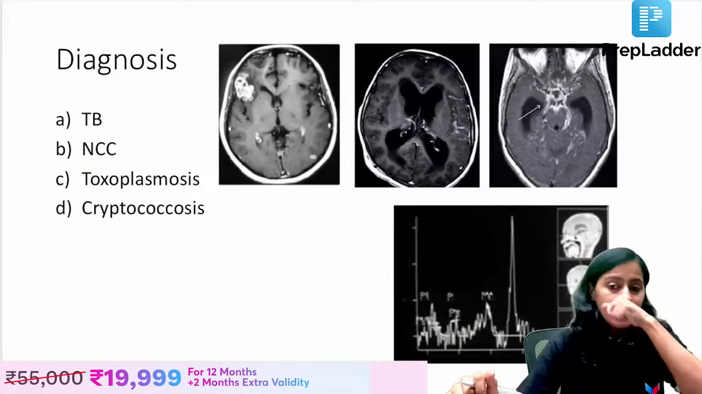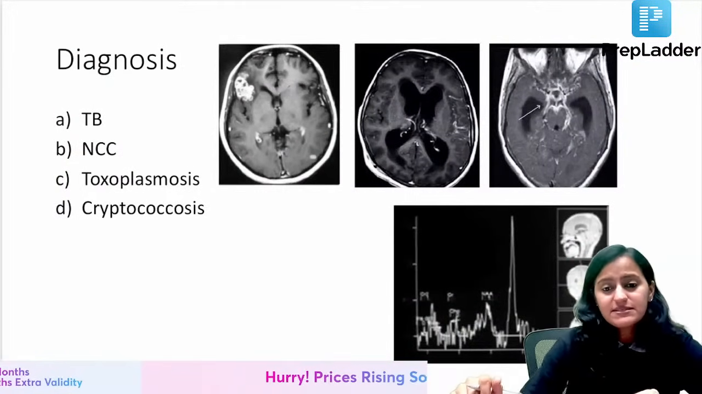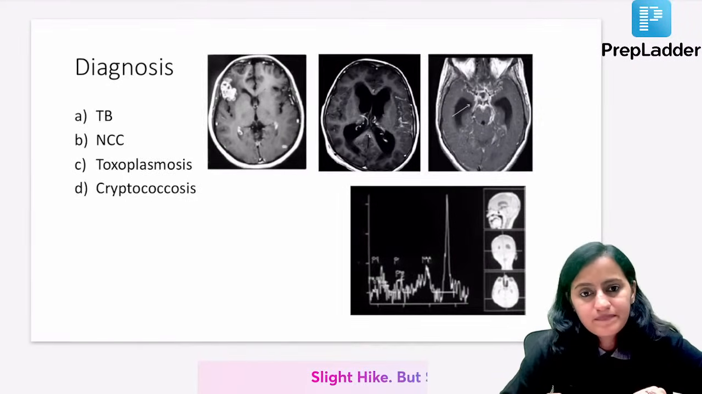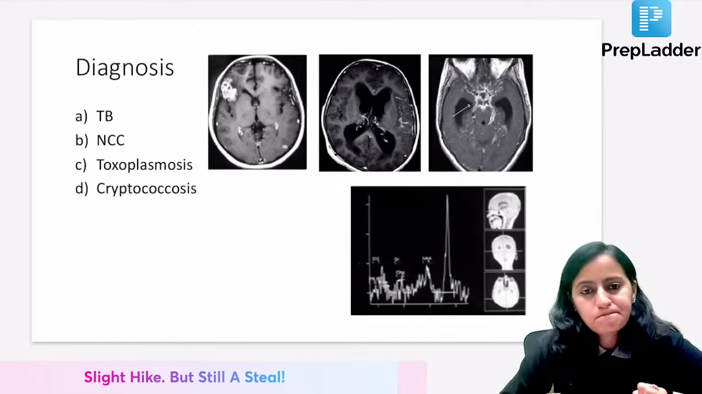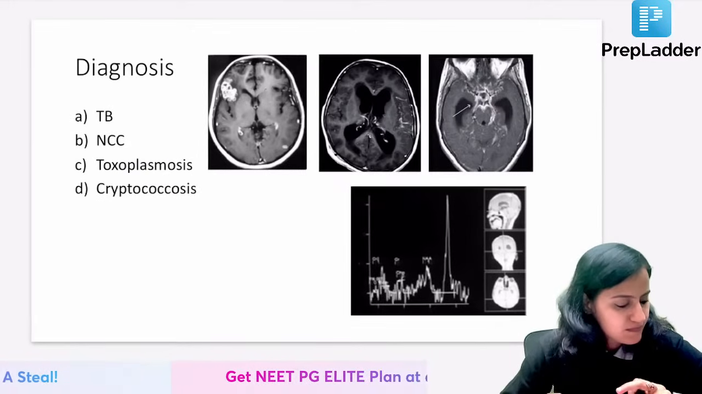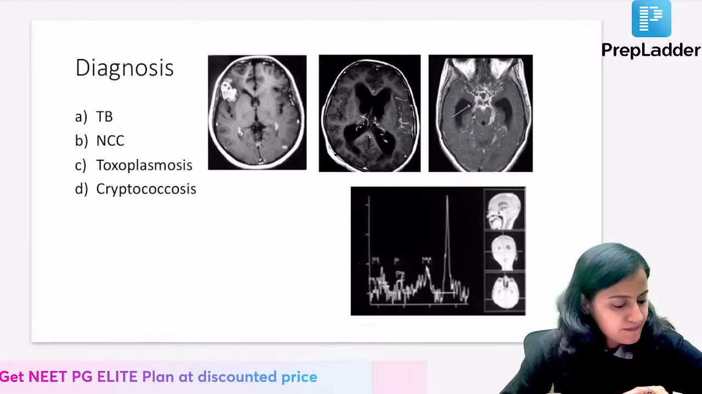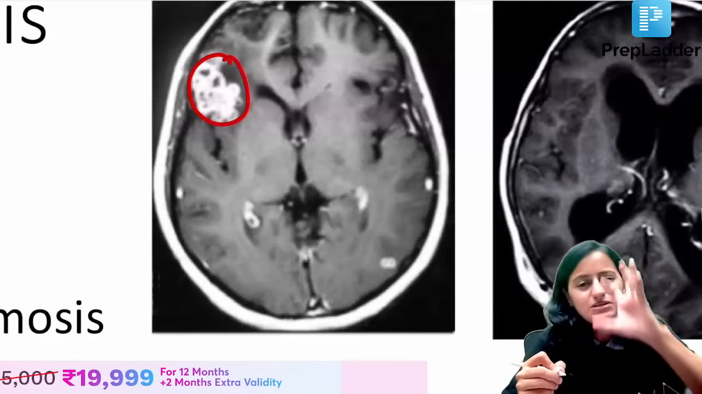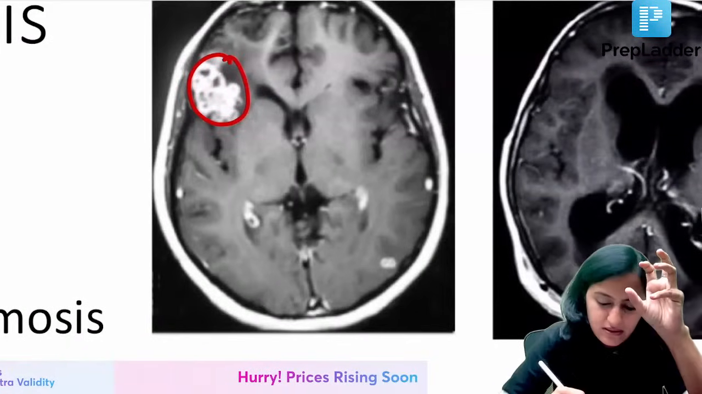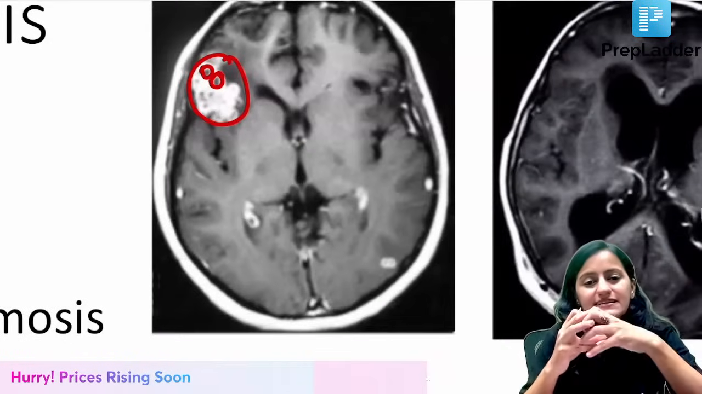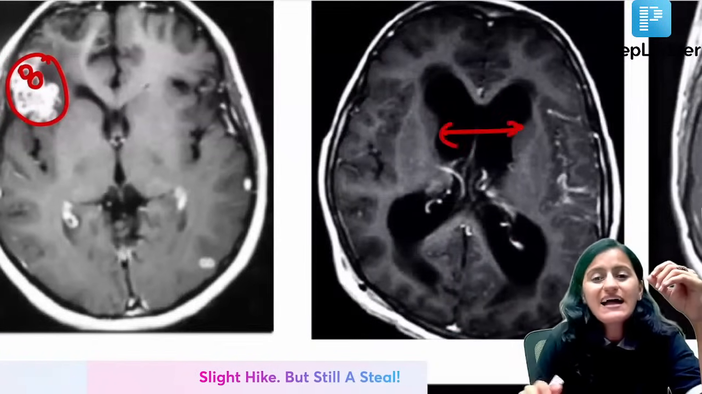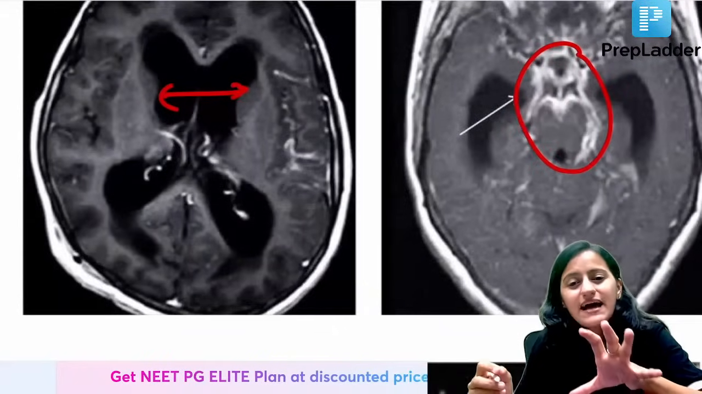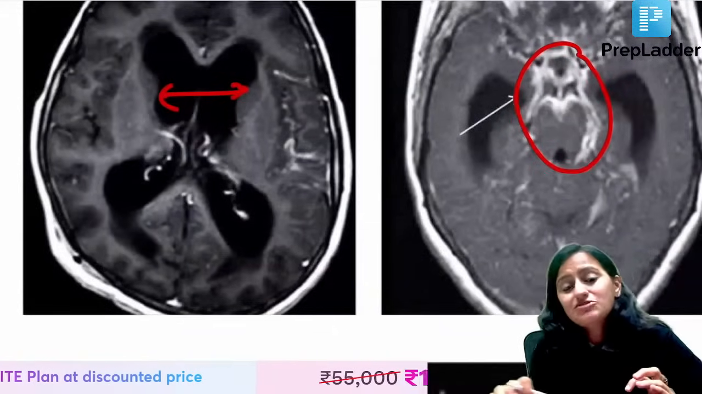Now tell me, what are you seeing here? What is the diagnosis in this case? Right, this is TB. Where do you see the conglomerate lesion? Multiple tuberculomas have come together. The tuberculomas are peripherally enhancing. They have come together. You see the hydrocephalus, dilated ventricles. You see the meninges, the thick enhancing meninges telling you there is meningitis.